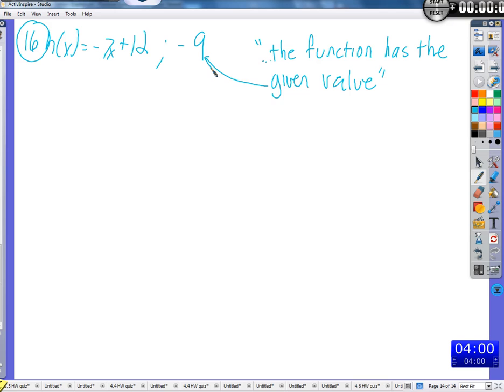The output. Yes, the output. Very specific, the output. Okay. Well, here's what you do with the input. The output, or what you get, should be negative 9.